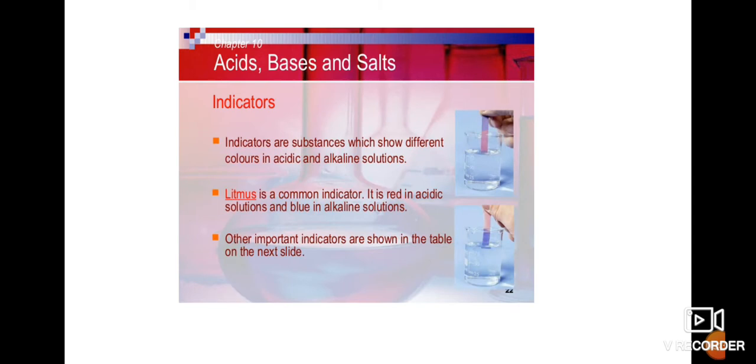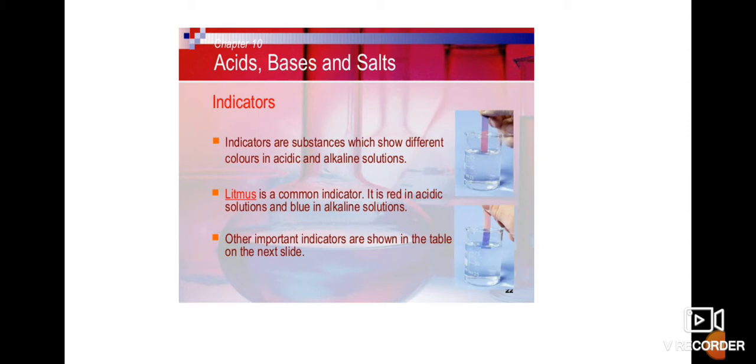Now let's start with something called indicators. Specifically speaking, indicators are natural or human-made substances that will show different colors in acidic and alkaline solution. That means they will be used for testing whether the solution is an acid or a base. A very common natural indicator that we use is litmus solution.